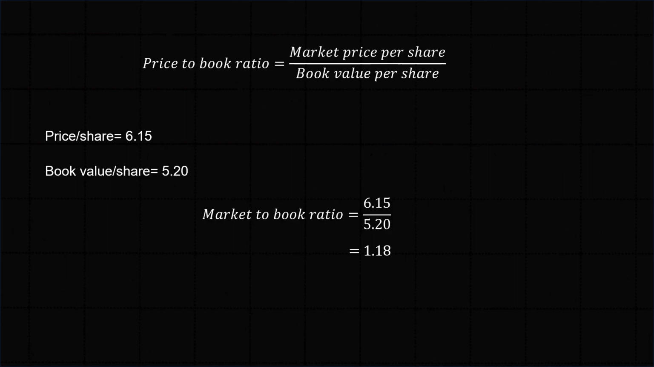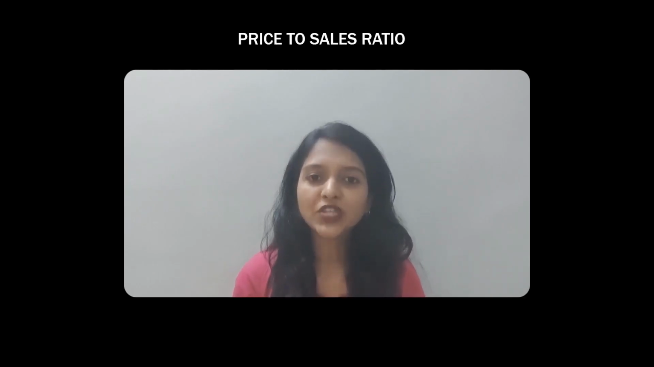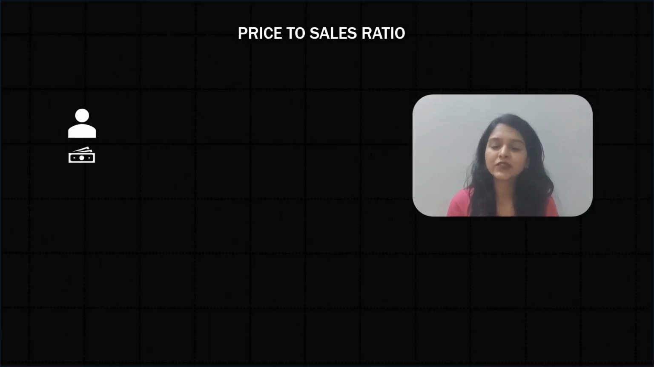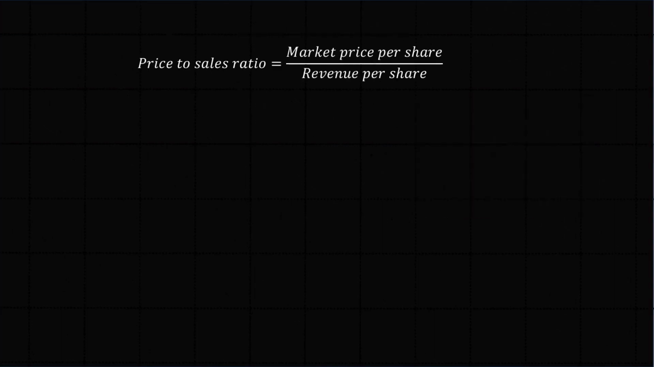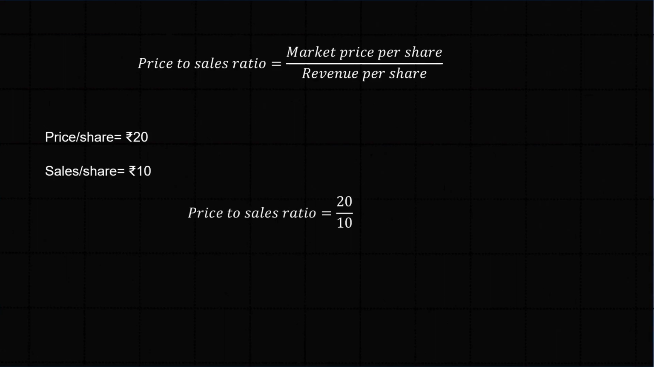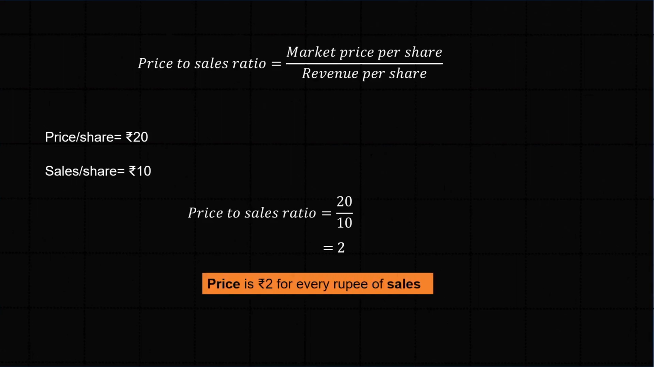Next is the price to sales ratio. This ratio indicates how much investors are paying for the company's stock compared to the total sales generated by the company on a per share basis. The formula for this ratio is price per share divided by revenue or sales per share. So if a company has a price per share of 20 and revenue per share of 10, then the price to sales ratio is 2, which means investors are paying 2 rupees for every 1 rupee of sales. Generally, the lower the price to sales ratio, the better it is.